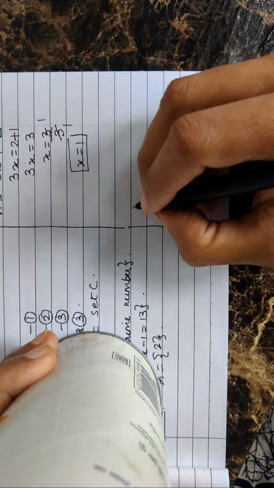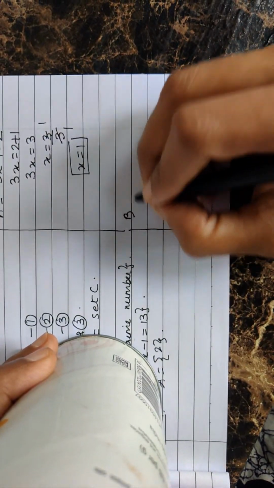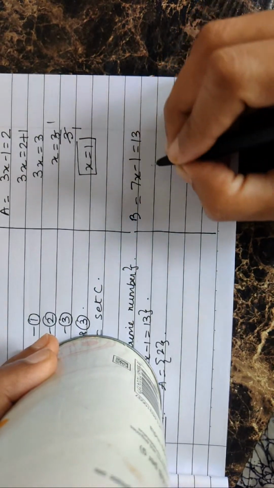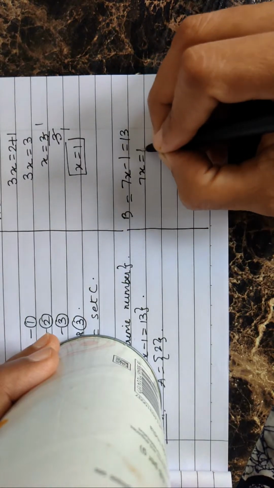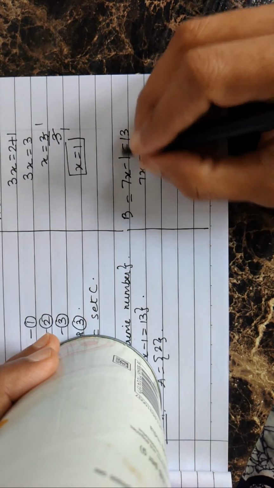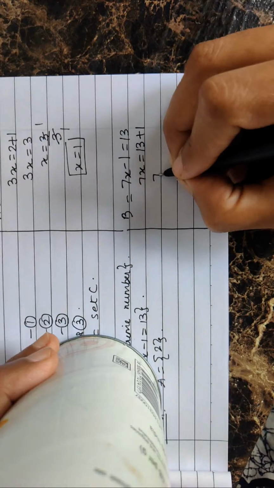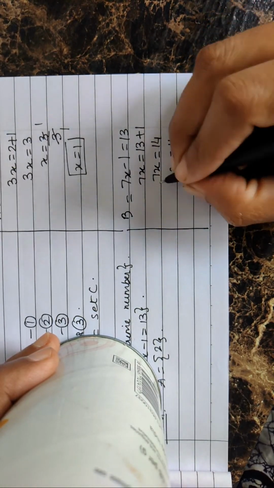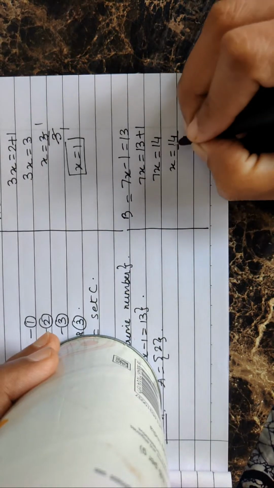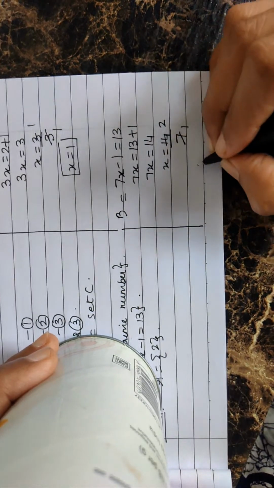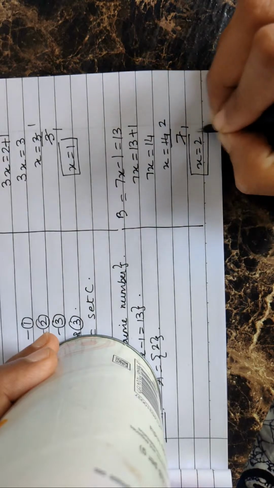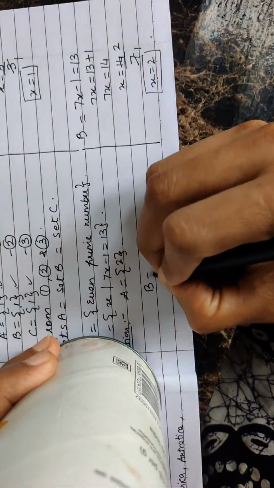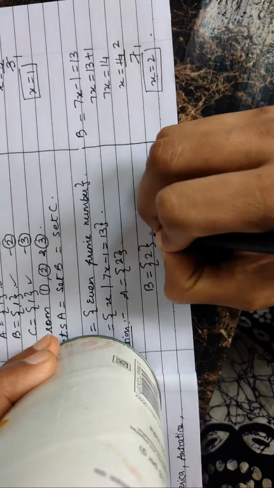Again we are going to do some rough work here. For set B it says 7x minus 1 is equal to 13. So 7x is equal to 13 plus 1, the minus 1 goes to the other side and becomes plus 1. So 7x becomes 14. x will be 14 over 7, 7 2s are 14, so x is 2. So here you can say B set also contains element 2.